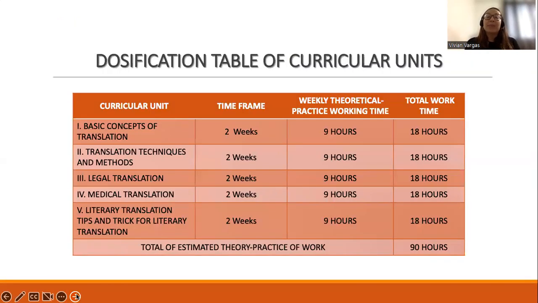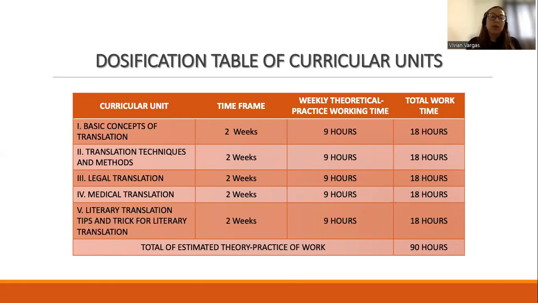Now, let's talk a little bit about how things are going to be divided during the course, okay? The difference with this class is that it's going to be for 10 weeks. So we have 5 modules, and each module is going to last 2 weeks. So what are the modules going to be? Let's go. The first one is going to be basic concepts of translation and the history of translation and everything. The second one, we are going to be talking about separately. One week we are going to be talking about the techniques, and in the other week we are going to be talking about the methods.